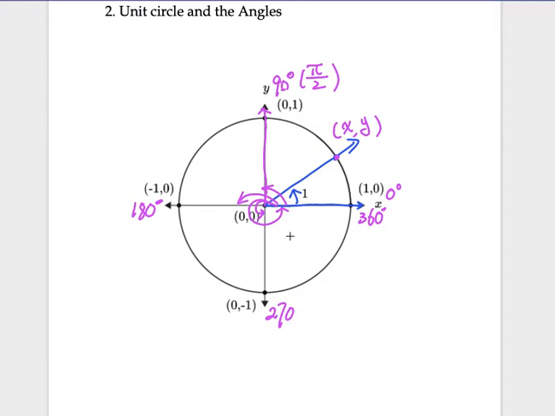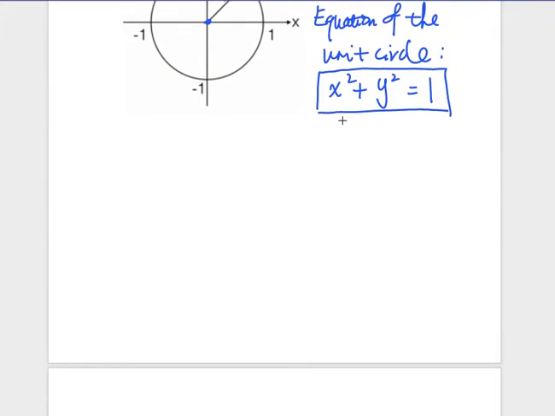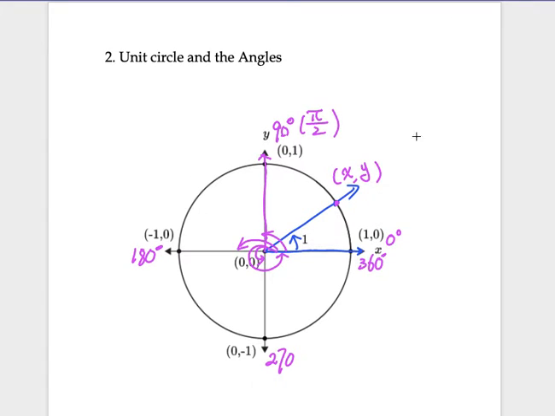So today, besides the special angles we mentioned like 360 degrees, 90 degrees or 270 degrees, we also have some other special angles. We can generate their coordinates based on the relation we mentioned. This unit circle has the equation x squared plus y squared equals 1. So we are going to use this equation to help us figure out some special angles and their coordinates.